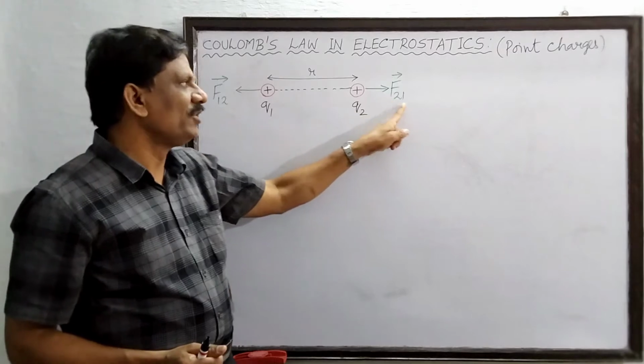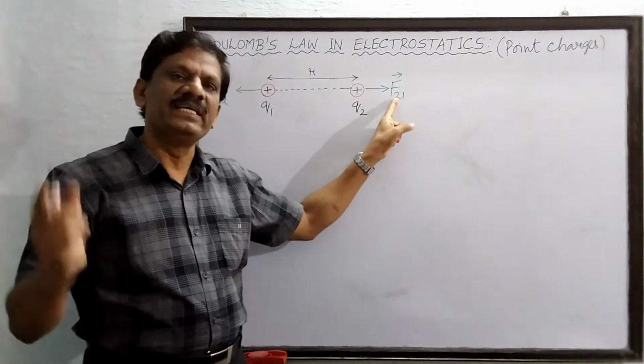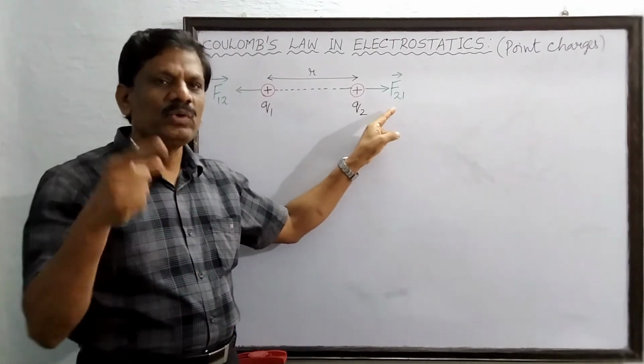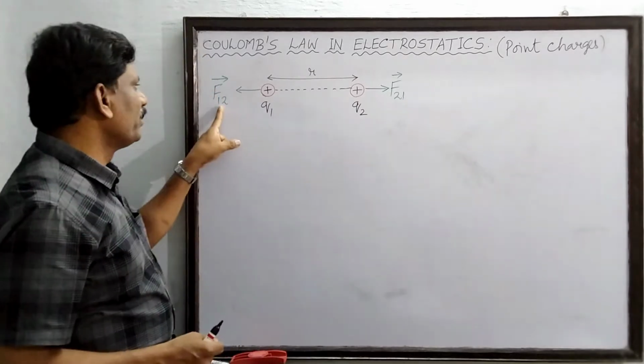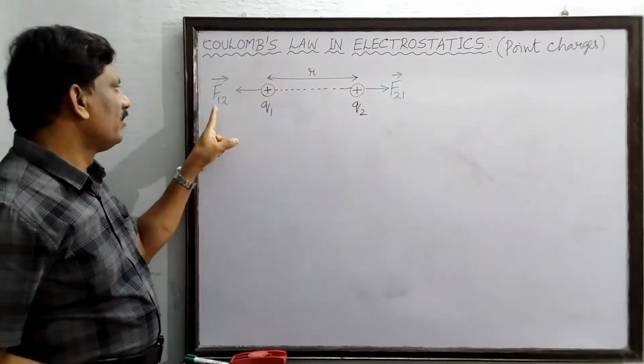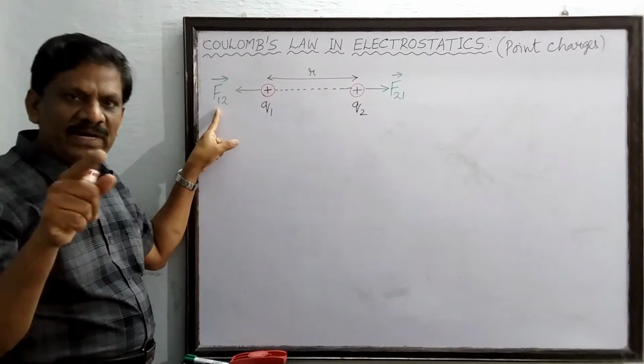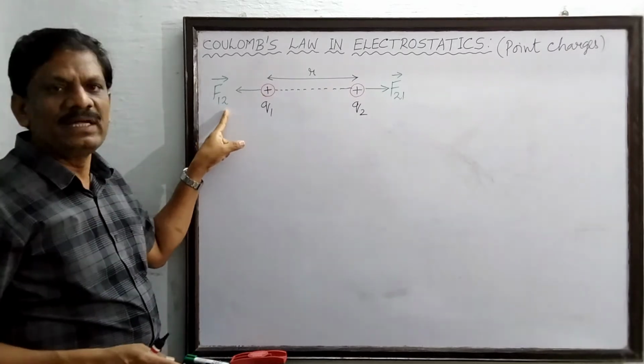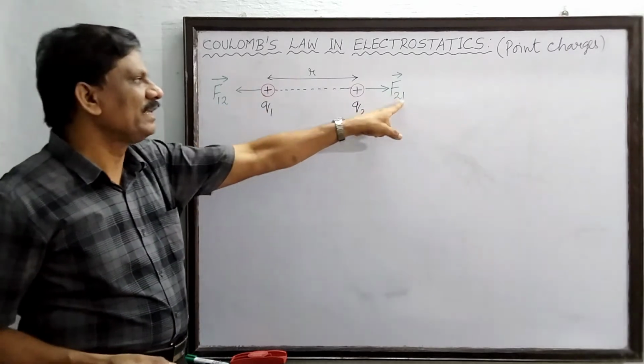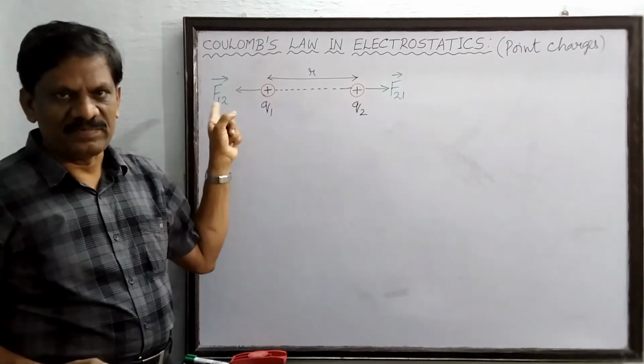So what do you mean by F21? It is the force acting on the second charge due to the first charge. Similarly, what do you mean by F12? It is the force experienced by the first charge due to the second charge. So in vector form I have expressed this.